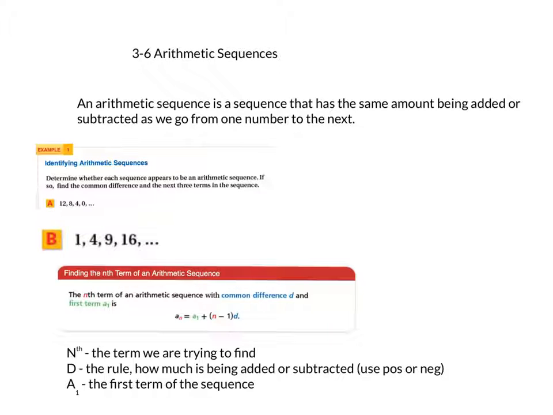So like in example 1a, we have 12, 8, 4, 0. So the first thing we want to do is see if we can find the rule. It's subtracting 4 every time. This makes it arithmetic because it is subtraction. So now we can answer this question. Determine whether the sequence appears to be arithmetic. So the answer there is yes.